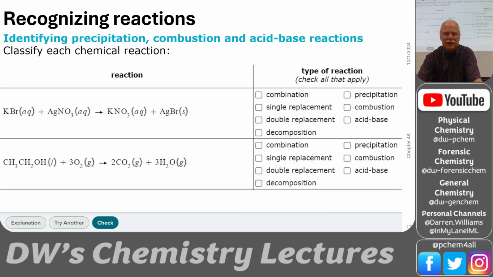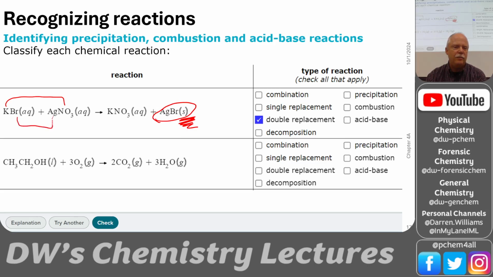It's important. Okay. Now let's recognize reactions. We've got to speed up a little bit. So identifying precipitation, combustion, and acid-base reactions. So we're looking at this. What do we see? Yeah, look at that right there, solid. So when you see that, you know it's a precipitation reaction. It's also double replacement because they switch dance partners. The potassium went with the nitrate, and the bromine went with the silver. Okay, so it's precipitation and double replacement.